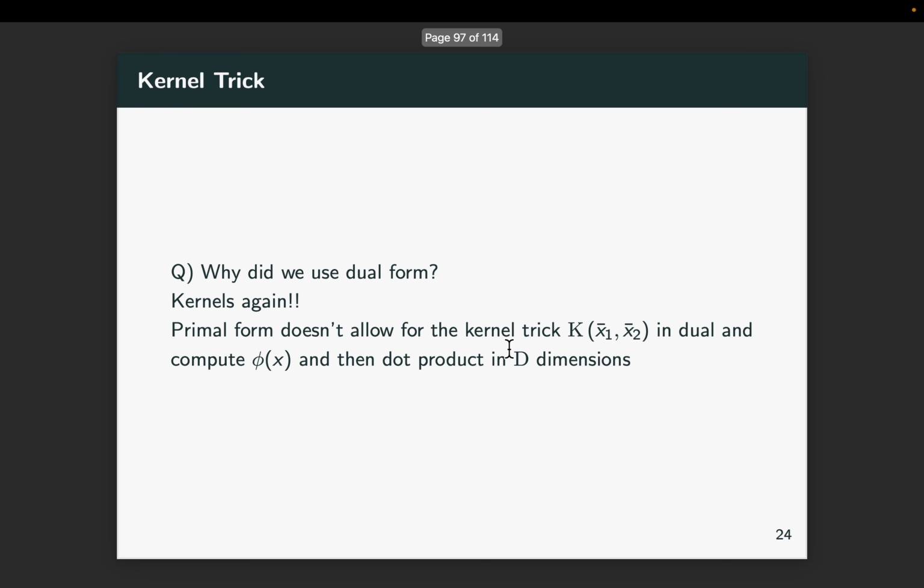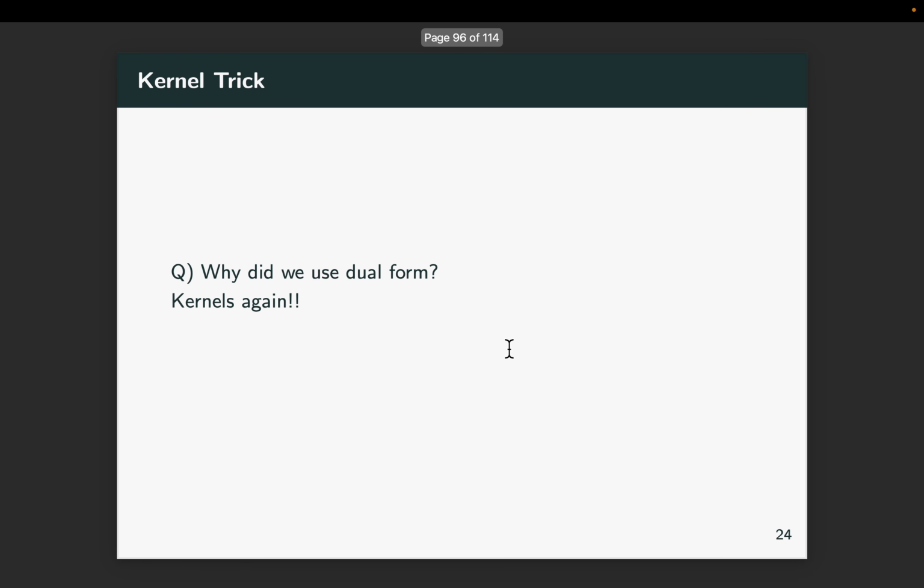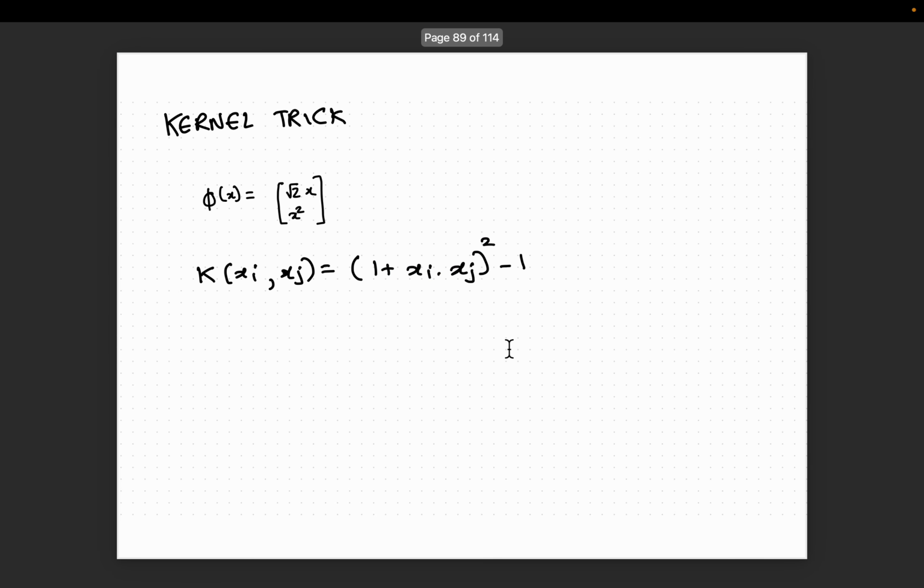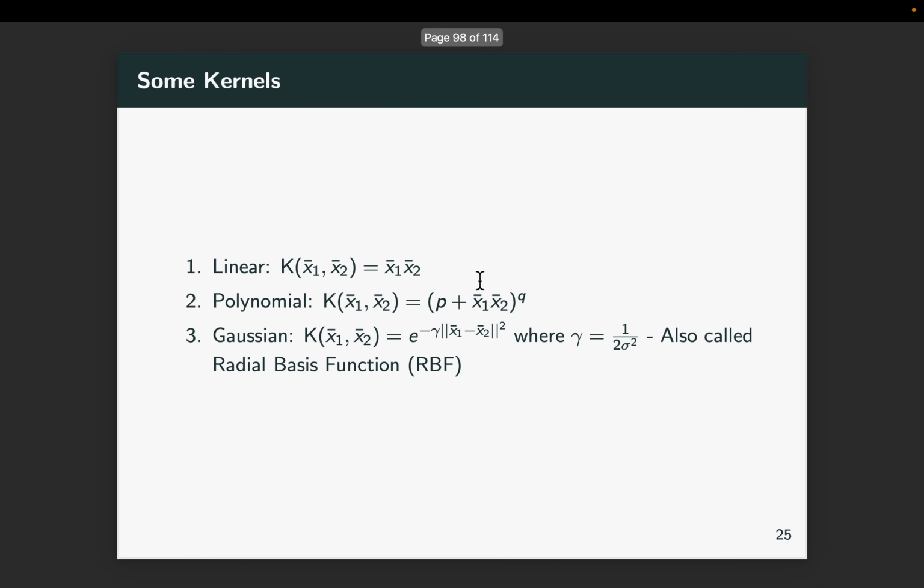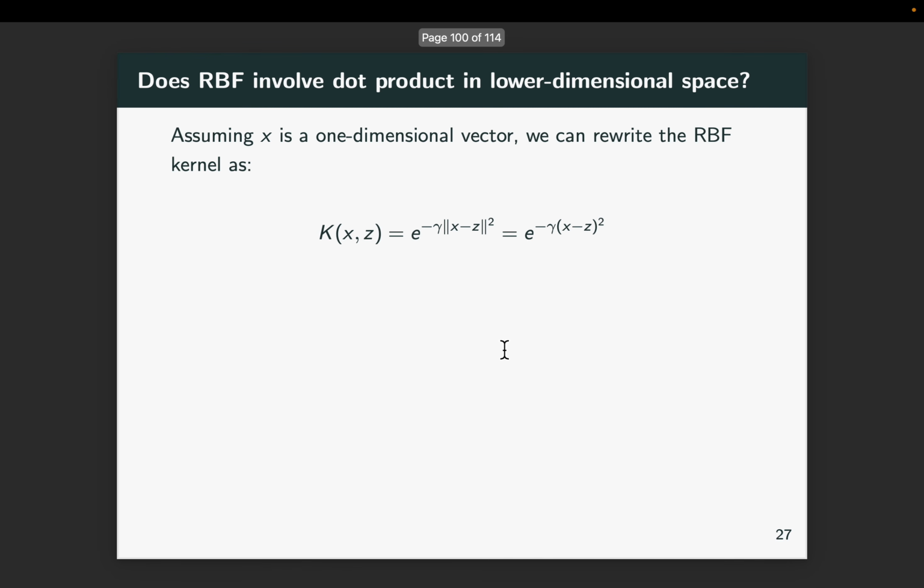So thus far, let's look at all the kernels we have seen. Does the linear kernel involve a dot product in the low dimensional space? Xi dot xj, we can very clearly see. Yes. Does the polynomial kernel involve the dot product in a low dimensional space? Yes. Does the RBF kernel have any dot product in the low dimensional space? No? Or yes? It has. Proof.